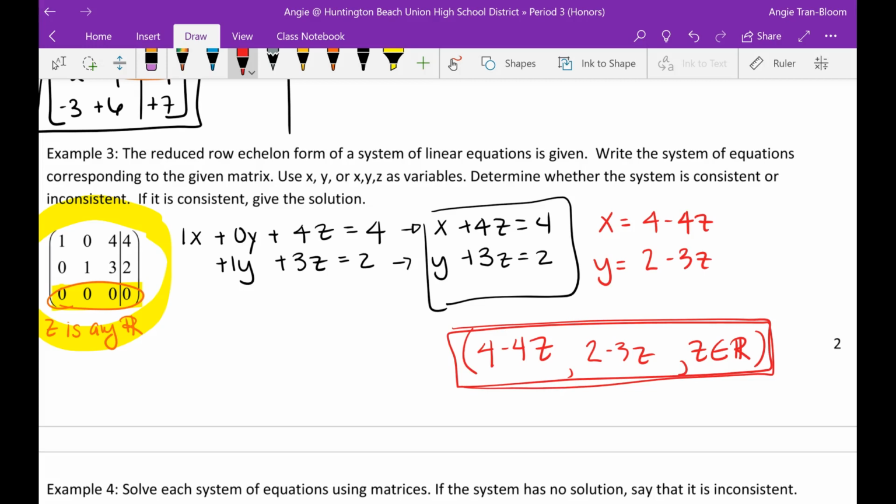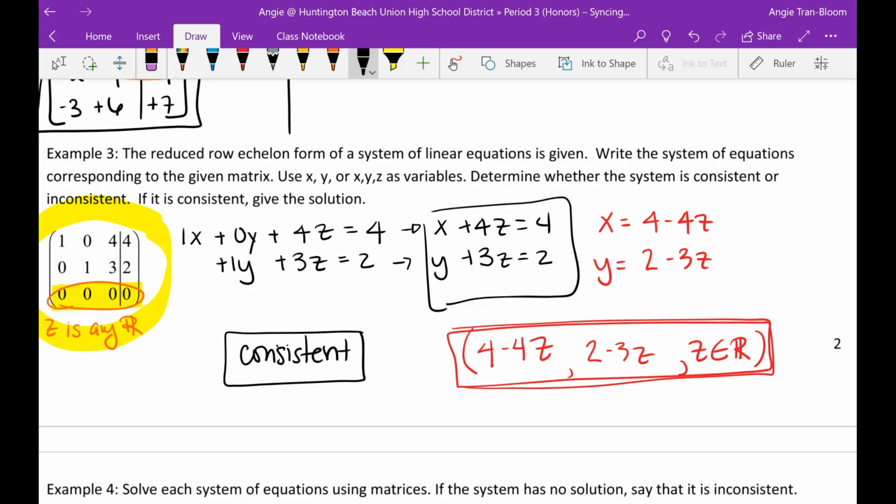So this one right here, we're going to have a bunch of different answers depending on what z is. Because we do have an answer, this is consistent, okay? So consistent means you have at least one answer. So that's example number 3.